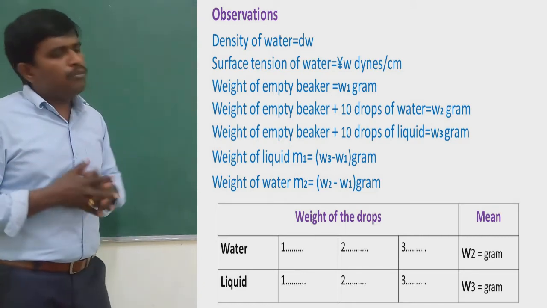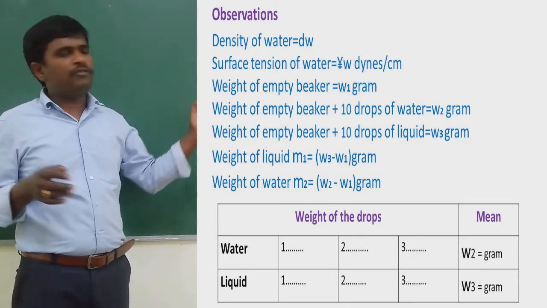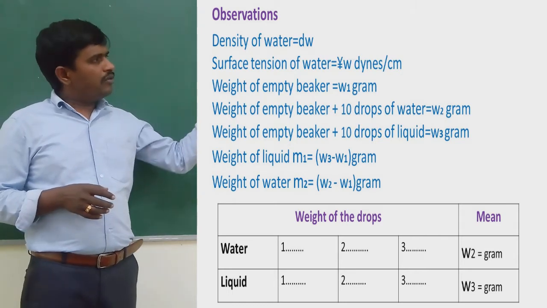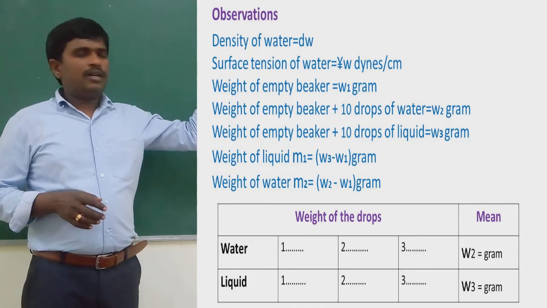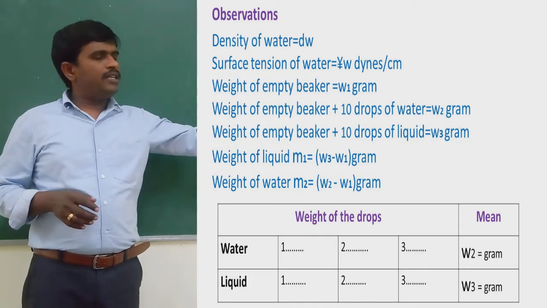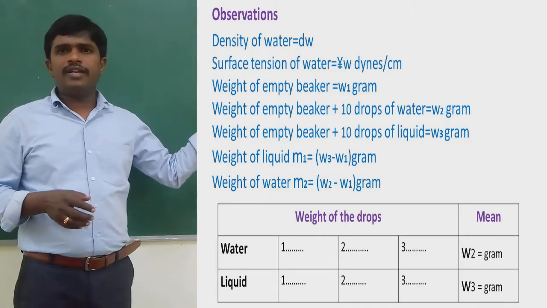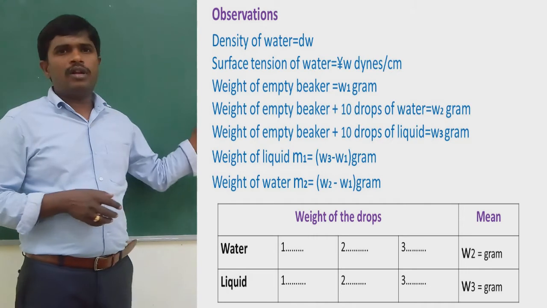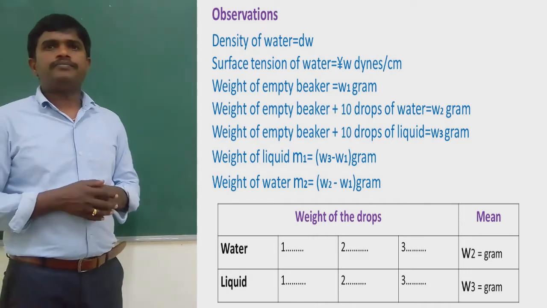This tabular column shows the weight of the drops of water and liquid. We have taken 3 readings for each case, so that from these 3 readings we can easily find out the mean for the water as well as the liquid. For water it is W2 gram and for liquid it is W3 gram.